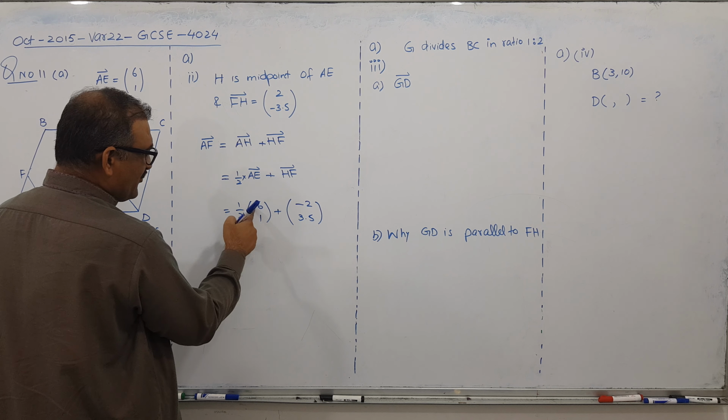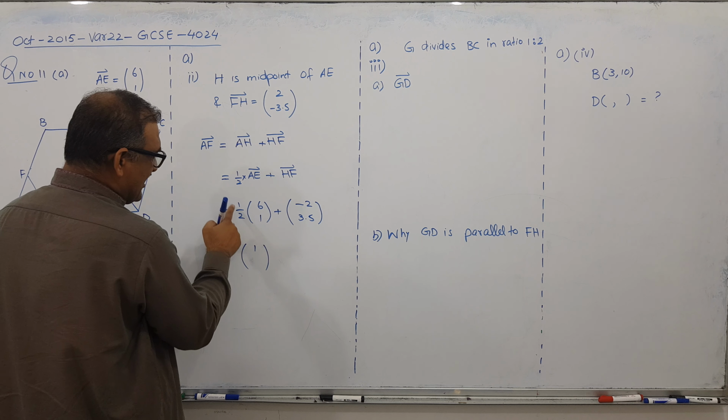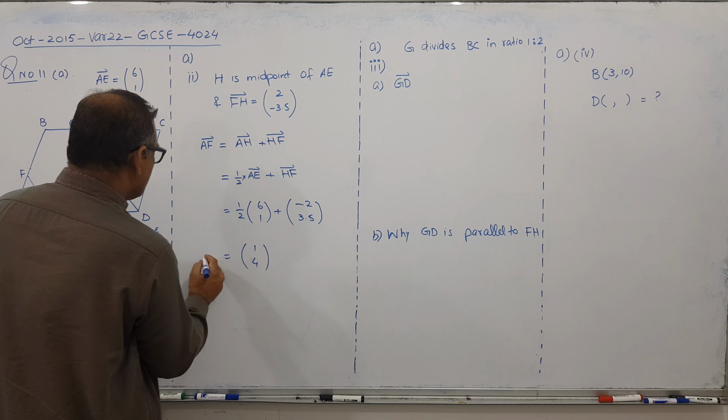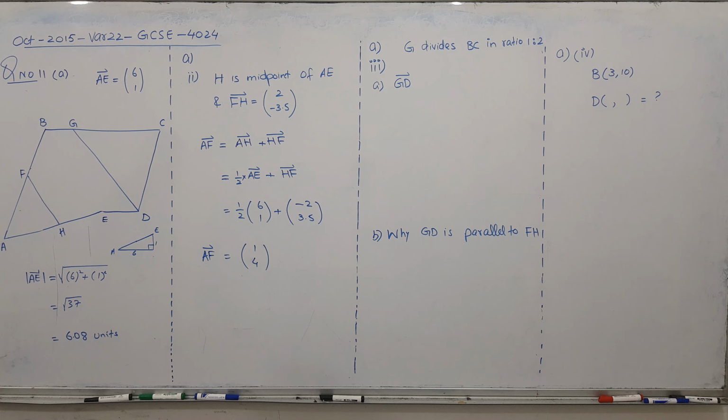Half into 6, we get 3, and 3 minus 1, we get 1 for the top component. And half into 1 is a half, so 0.5, and 0.5 plus this, we get 4. So this is the answer for AF. So we have finished part (i) and part (ii). So let's go for the third part.